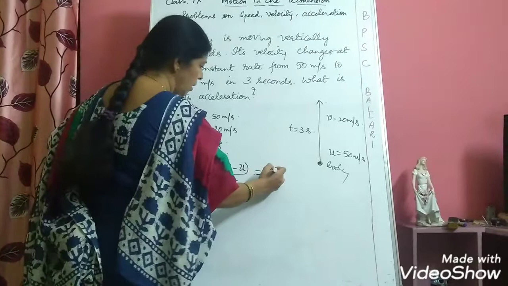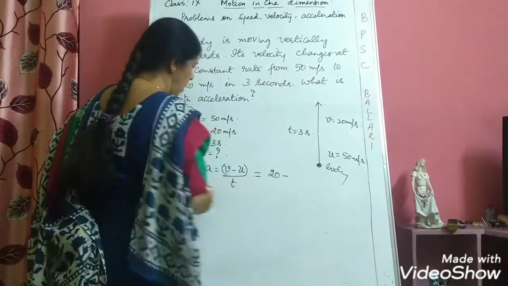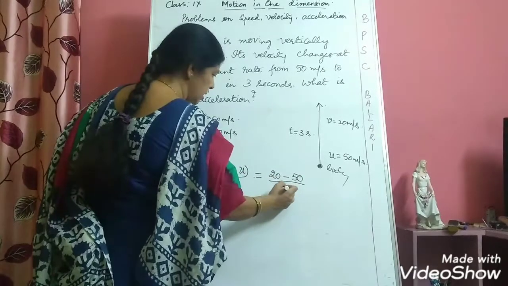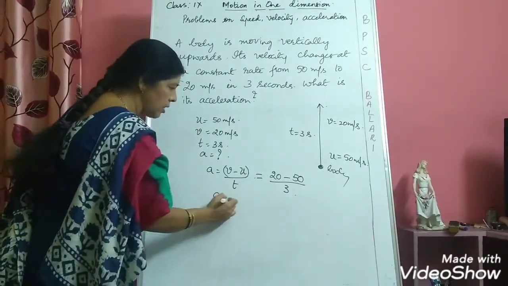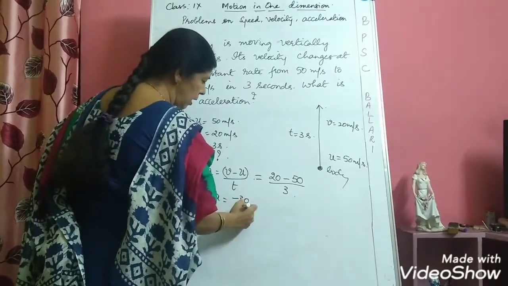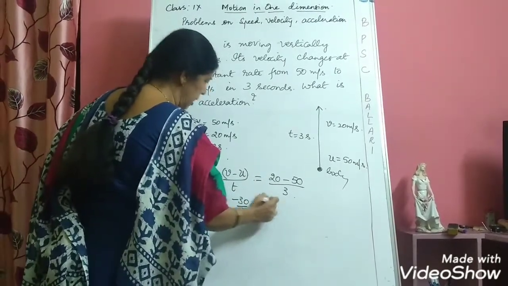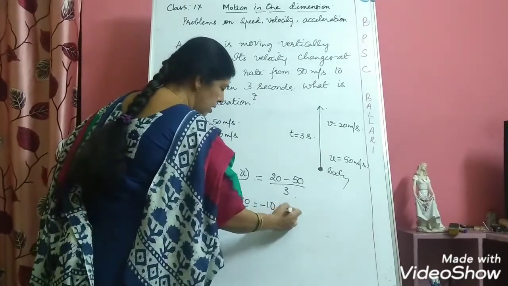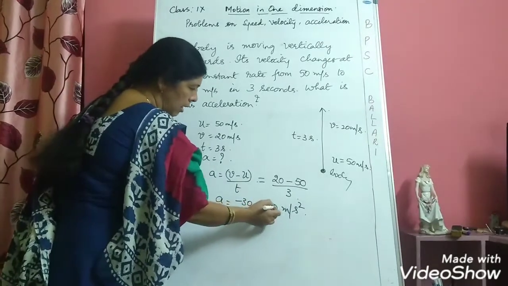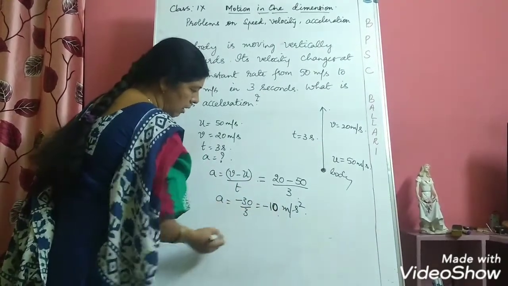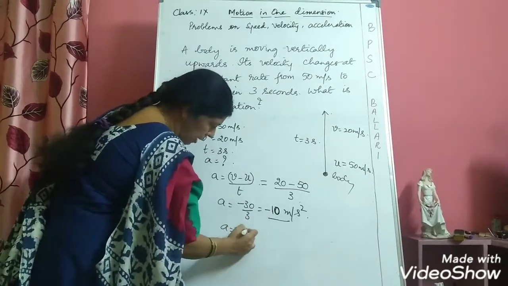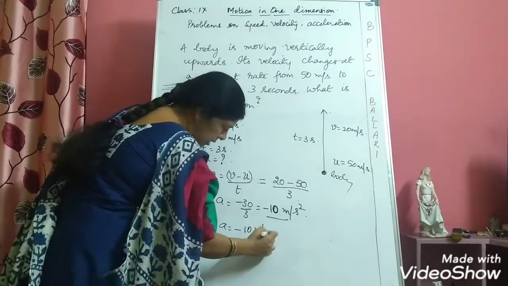Now what is V? V is 20 meters per second minus U is 50 meters per second divided by 3 seconds. How much you will get? A is equal to 20 minus 50 is minus 30 by 3. That will be equal to minus 10. What units? It is meter per second square. Now here you just see that the acceleration is obtained in minus sign. Acceleration is equal to minus 10 meter per second square.